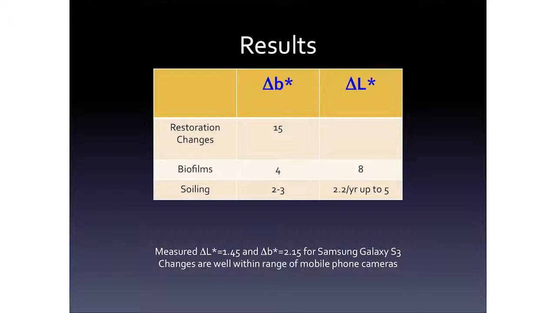And if you look at values in the literature where people have measured using various colorimeters and spectrophotometers and all kinds of things, changes in cultural heritage, where is this? There it is again, please. You see numbers for delta B and delta L that are actually certainly on the order of or larger than what we get out of these phones.